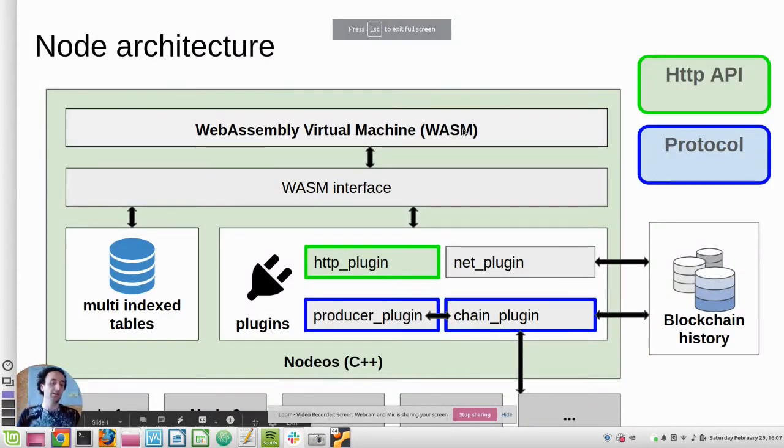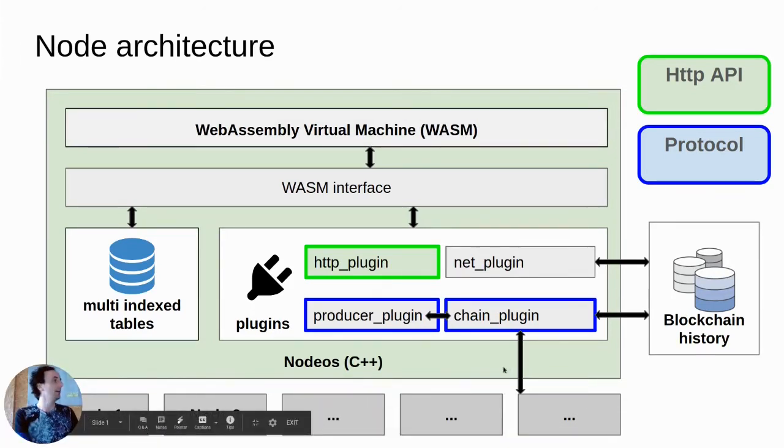Okay, so this is a bit of a more in-depth view at the node software. We've seen a lot of this before. It has the EOSIO database and multi-index tables, has the WASM virtual machine, has an interface to connect these two called the WASM interface, and has several plugins that run different parts. These are all optional plugins as to how you want to run the node.